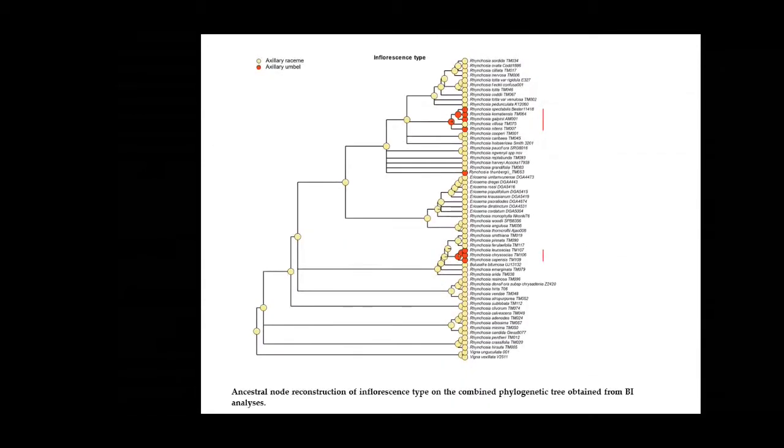So here is the evolution of character. You can see this is inflorescence type. Here, in terms of inflorescence, you can see the Polisaphra and many of the other sections are mostly similar, and we don't have any kind of apomorphic character that we can use to distinguish these species. Next slide.